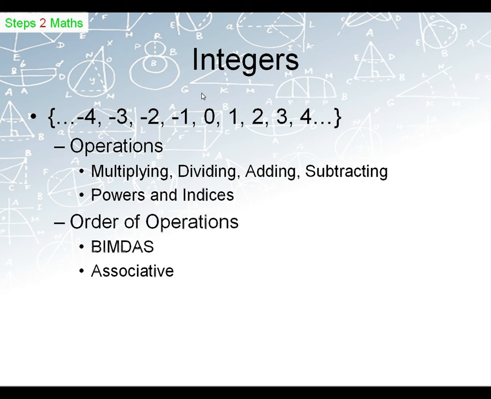The second set of numbers that we'll be looking at are the integers. So the integers include the whole numbers 0, 1, 2, 3, 4, and so on. But they also include negative numbers, -1, -2, -3, -4, and so on down below. We'll be looking at operations on integers, such as multiplying, dividing, adding, and subtracting. We'll be looking at powers and indices for integers, which is slightly more interesting than what happens with natural numbers, so we'll have a look at that. And we'll be looking at the order of operations, and again the terms BIMDAS and associative.